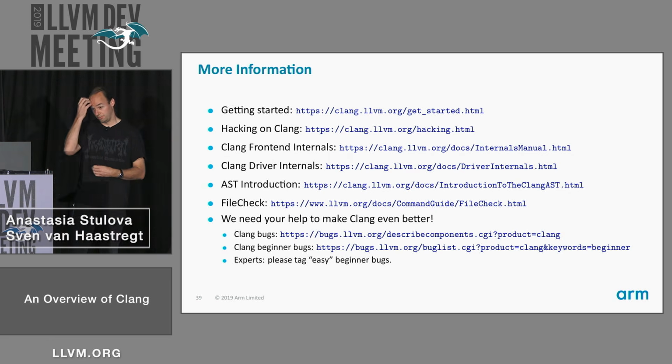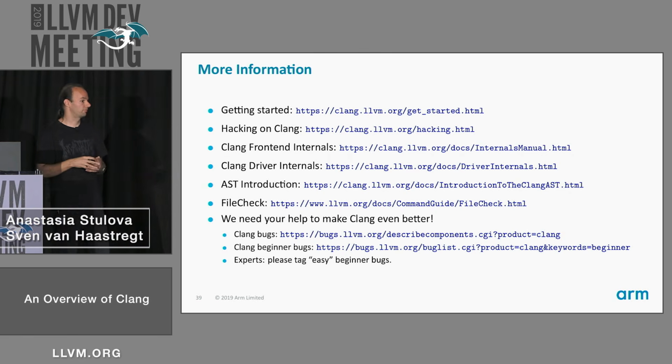There's a lot of information on the internet where you can get a closer look at things. If you just want to get started hacking Clang, the first two links are going to be really helpful. If you're more interested in how the internals are organized, there are internals manuals. There's a good introduction to the AST as well. And for FileCheck, as in the earlier question, there's a nice manual guide as well.